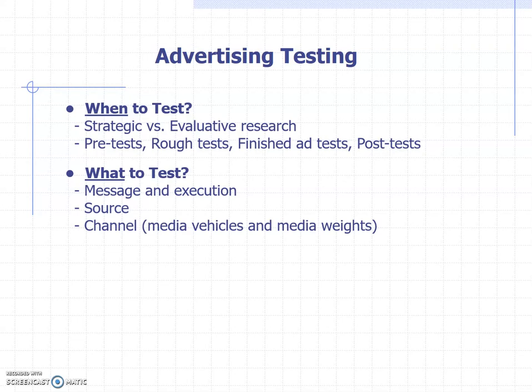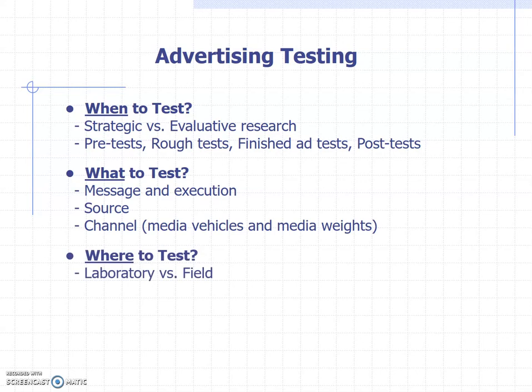We can test which is more effective, having heavier or lighter. Basically keeping in mind that it costs more to show it more, so we want the minimum level of effectiveness. Without sacrificing effectiveness, we don't want to overspend.